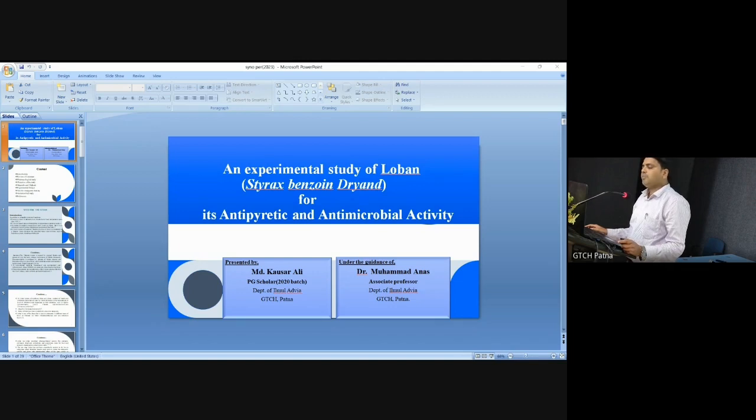Loban has other important pharmacological activities like antiseptic, astringent, dissolvent, diaphoretic and expectorant, and tonic for liver and stomach, as mentioned in various Unani books. The test drug Loban has not been scientifically studied so far for its antipyretic effect. Therefore, the present study aims to screen the antipyretic activity along with the antimicrobial effect of the drug extract in an experimental animal model.